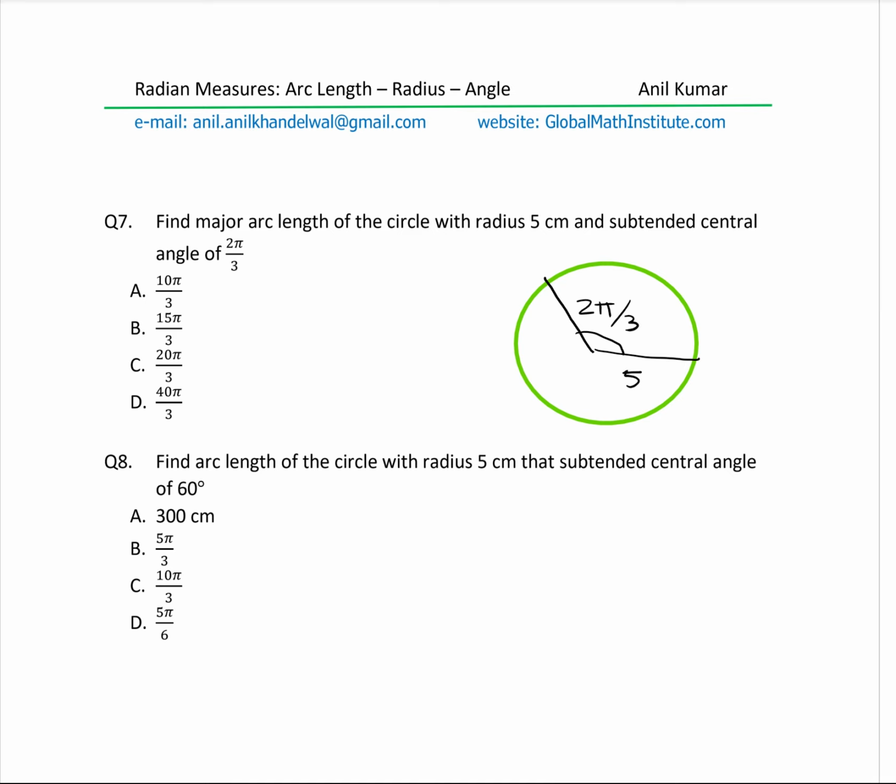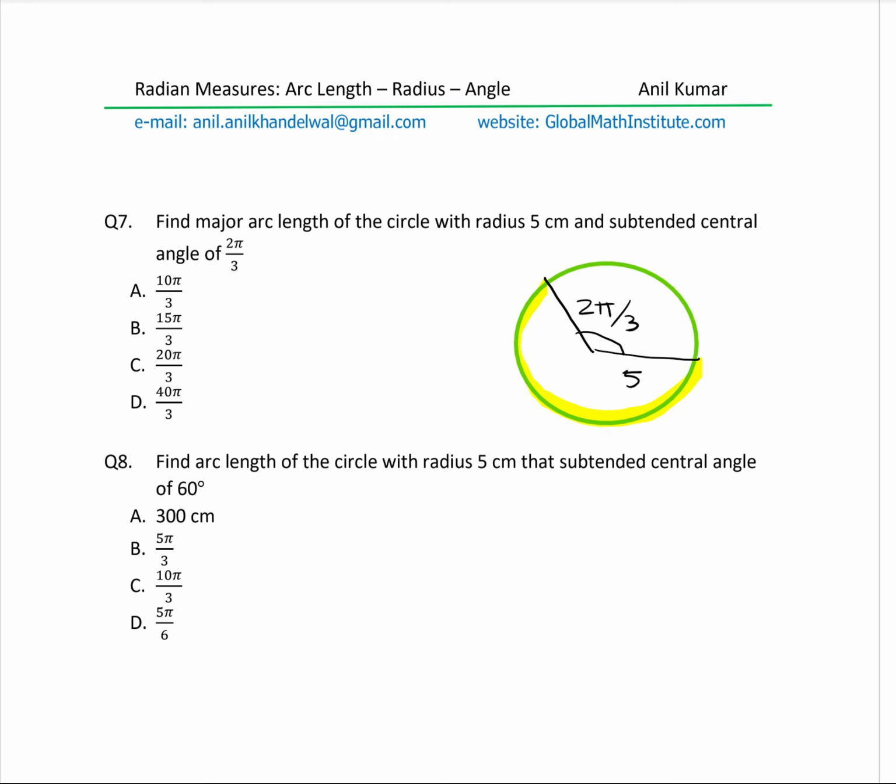So that 2 pi by 3 is the minor arc. The major arc we are interested in is this portion. You get the idea, right? Now I hope the concept is clear to you. You can pause the video, answer this question, and then look into my suggestions. Now one way we could do this is we could find the major arc angle itself.